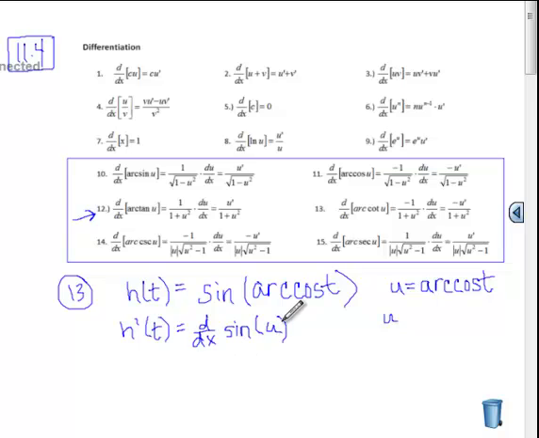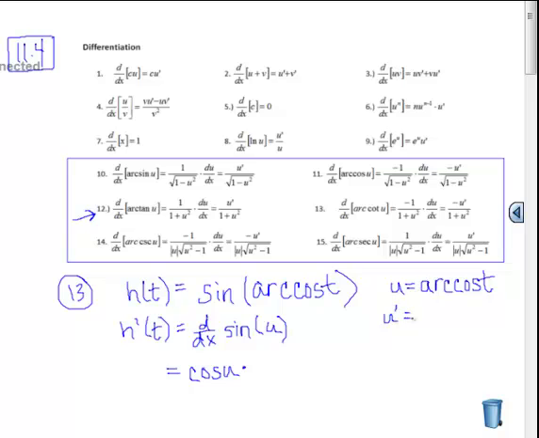Okay, so here we're going to leave that alone at first, just ignore it, but we do have to derive this outer function. When we derive sine, that's one of those that I'm going to have you memorize, so hopefully you remember that as cosine of u. And then you have to tag on what is the derivative of that u.